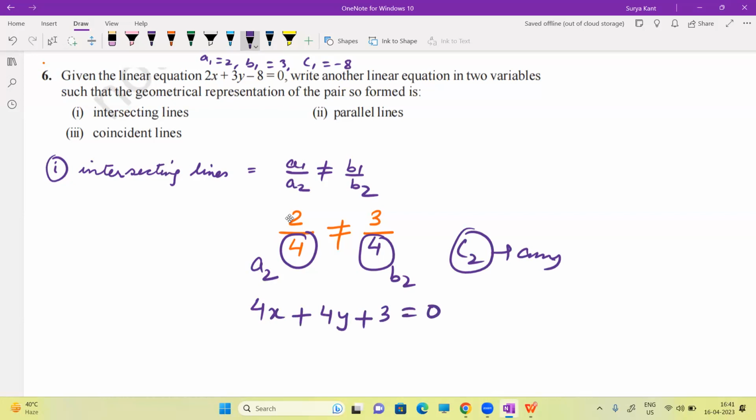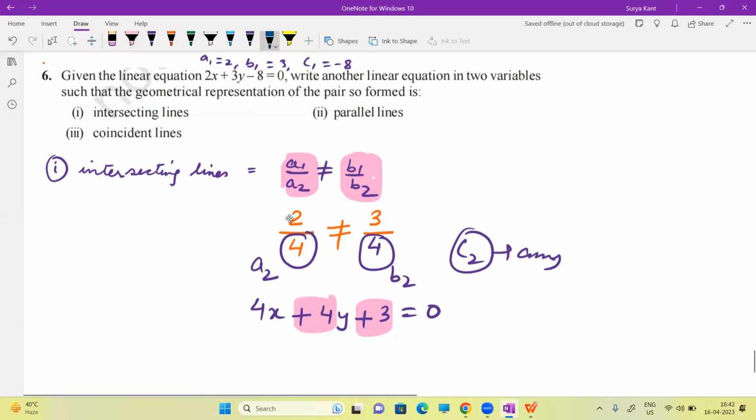No problem. Only condition should be what? A1 by A2 should not be equal to B1 by B2. It's clear to everyone or not? You can write n number of questions, n number of things you can write. In place of 4, you can write anything except 6. And this can be anything, right?